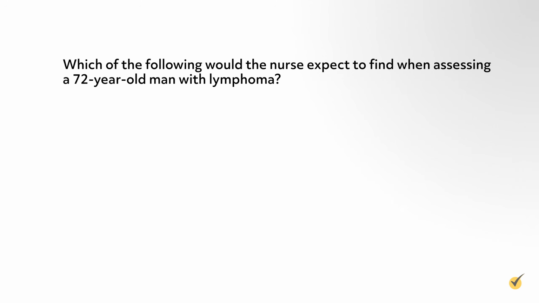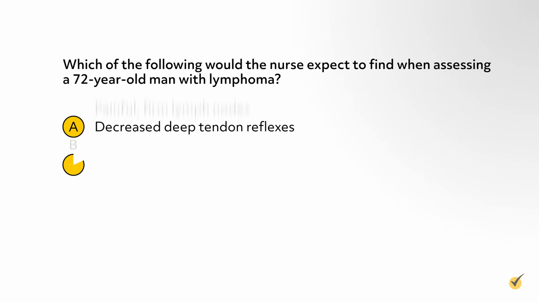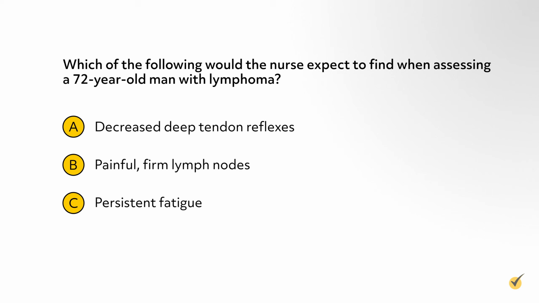Which of the following would the nurse expect to find when assessing a 72-year-old man with lymphoma? A. Decreased deep tendon reflexes. B. Painful, firm lymph nodes. C. Persistent fatigue. Or D. Hypertension.